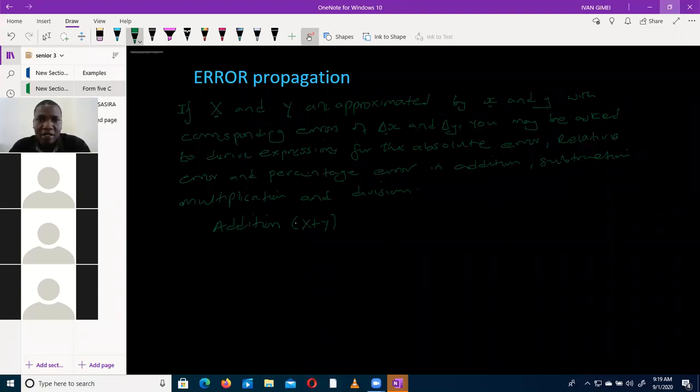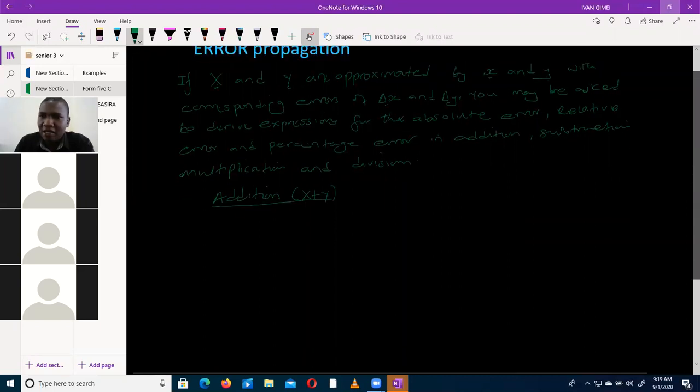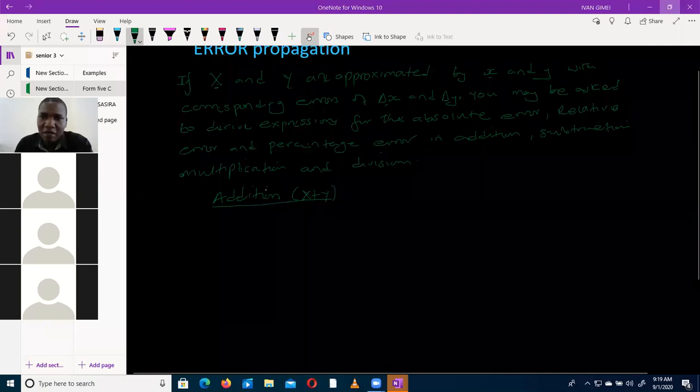Okay? They're going to ask you to derive the expression for the total error in x plus y. Now here, this is what we do. And this is how we start. Let's be very careful, because now this is the main major concept in error analysis. These are the questions that you're going to find very often in the question bank on error analysis.